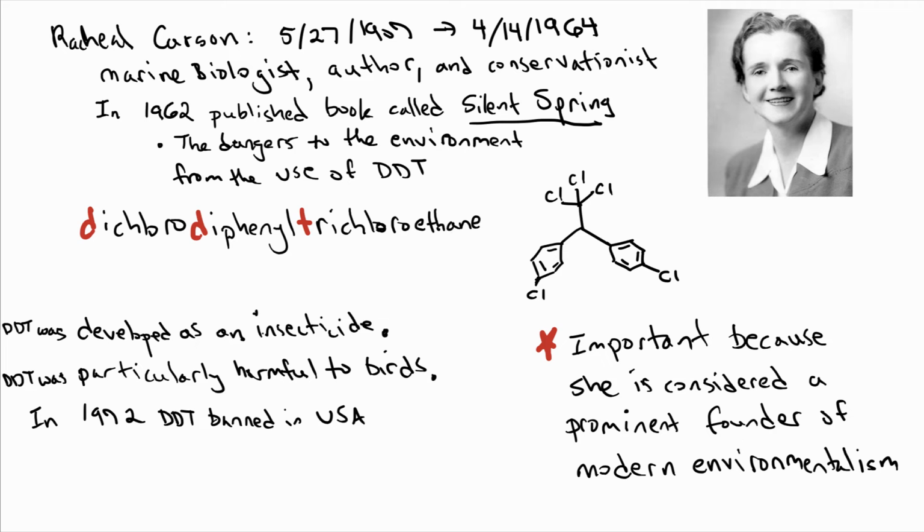And DDT was developed as an insecticide. But what they found out was that DDT was particularly harmful to birds, because you spray the insects, the birds eat the insects, and then mostly this really had a bad effect on eagles, because eagles would eat birds and insects and everything else, and so you had this basically bioaccumulation of toxin, and so it was very detrimental to eagles. And in 1972, DDT was banned. And here I put a big star. She was important to the environment because she was considered a prominent founder of modern environmentalism.